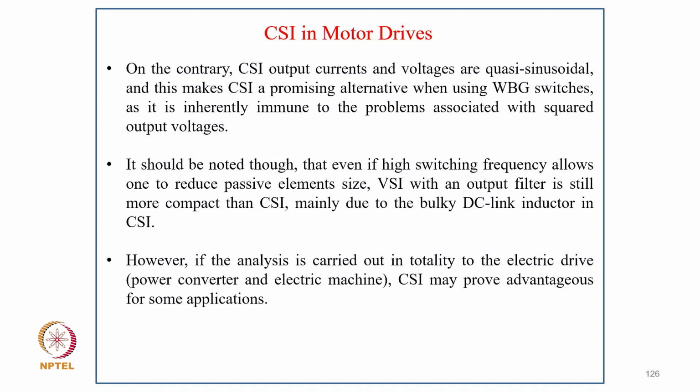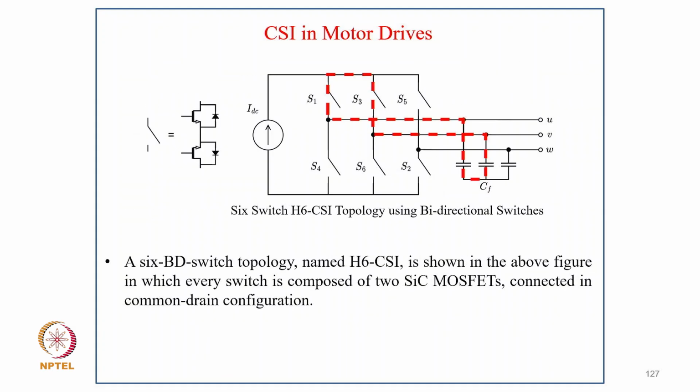It should be noted, though, that even if high switching frequency allows one to reduce passive element size, a VSI with an output filter is still more compact than a CSI, mainly due to the bulky DC-link inductor in the CSI. However, if the analysis is carried out on the whole electric drive, the power converter and electronics in a CSI may prove advantageous for some applications.